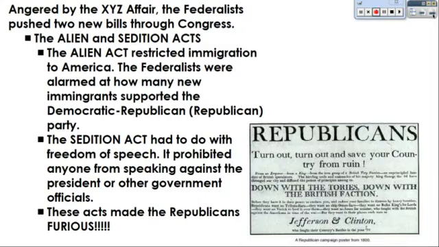Now, the Alien Act would restrict immigration to America. The Federalists were alarmed at how many new immigrants were supporting the Democratic Republicans. They're trying to silence the Democratic Republicans. So by restricting the number of people and the people who can come over, you're going to naturally weaken your opponent's party. And the Sedition Act basically said, if you write anything evil or wrong or lies about anybody, especially the president, you could be removed from office. You could be fined. You could be kicked out of the country.